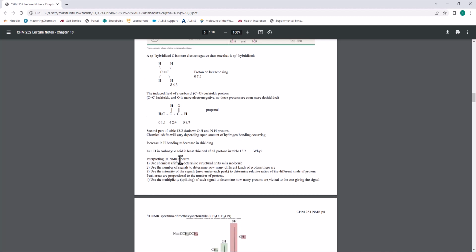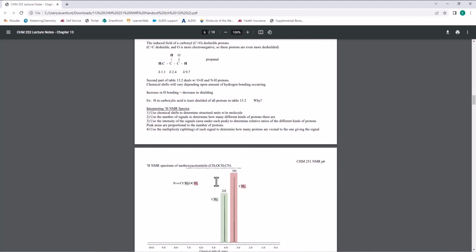So how do we interpret NMR spectra? There are a couple of different things that we see. One, the chemical shift, which will tell us what kind of protons are in the compound. We can see the number of signals to determine how many different kinds of protons there are. We can use the intensity, or the peak integration, to determine relative ratios of different kinds of protons. And we can use the multiplicity, or what's called the splitting, of each signal to determine how many protons are vicinal, or next to, the ones giving the signal.